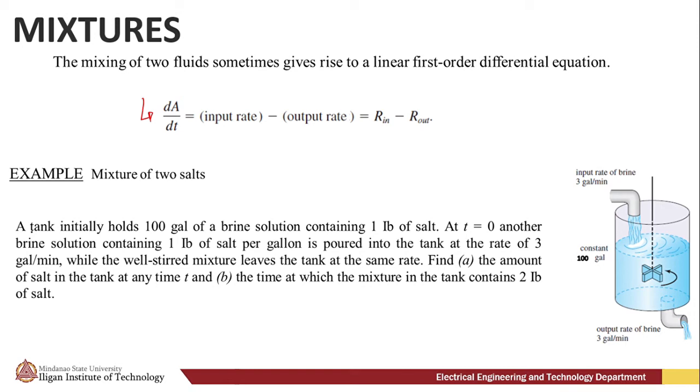A tank initially holds 100 gallons of brine solution containing 1 pound of salt. At t equals 0, another brine containing 1 pound of salt per gallon is poured into the tank at the rate of 3 gallons per minute, while the well-stirred mixture leaves the tank at the same rate. First question is, find the amount of salt in the tank at any time t. Then, the time at which the mixture in the tank contains 2 pounds of salt.